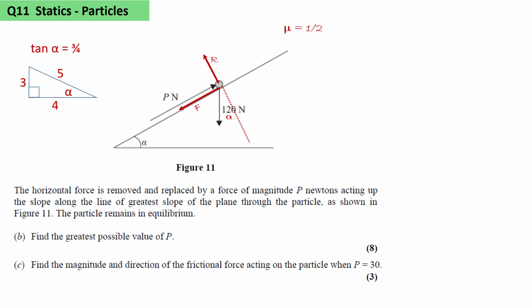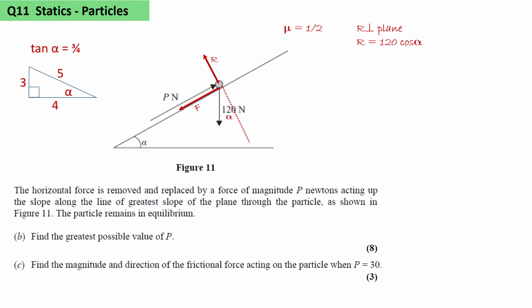Now the situation changes. The horizontal force is removed and replaced by a force of magnitude P newtons up the slope. The particle remains in equilibrium. We have to find the greatest possible value of P.